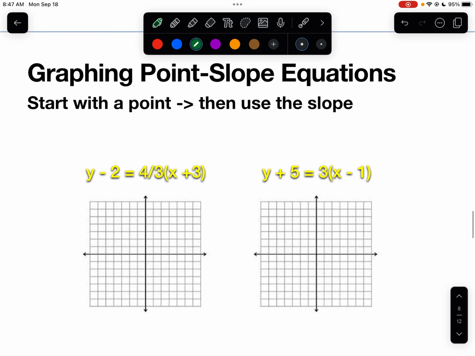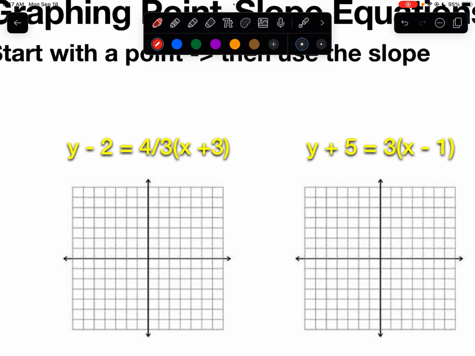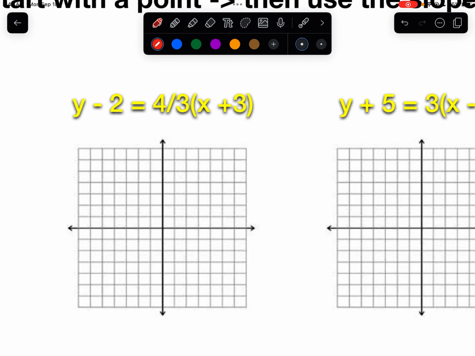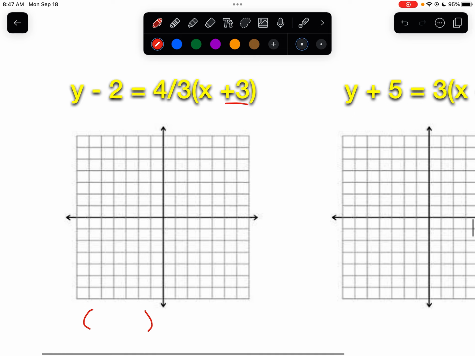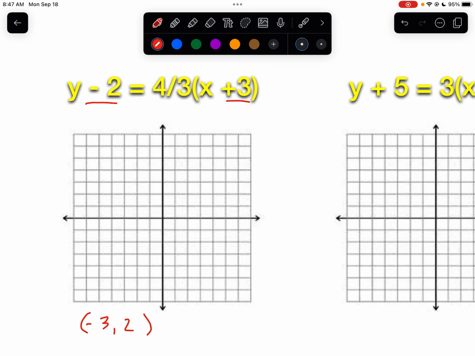So then how do we graph it? Well, just like with slope-intercept form, start with the point that you have and then use the slope to progress from there. So taking a look at this equation here, the first thing we'd want to do is pull out the coordinates of our point. And since we have a plus 3 here, our x-coordinate will be negative 3. A minus 2 tells me our y-coordinate is positive 2. So we'll put our point at negative 3, comma 2.